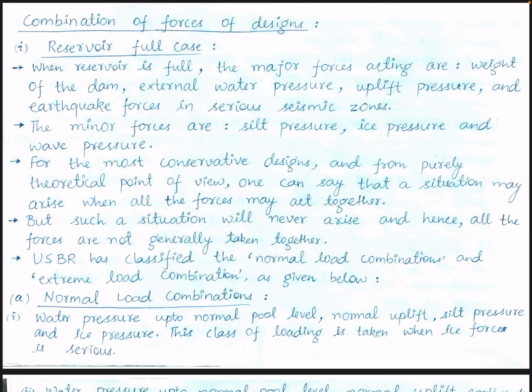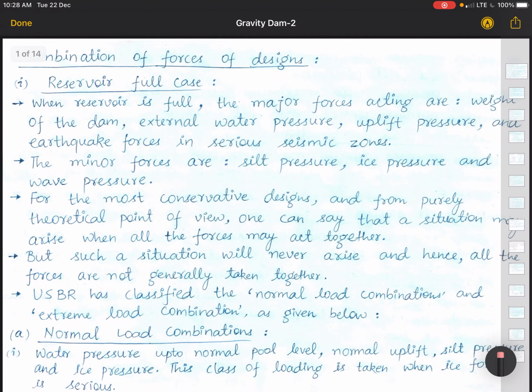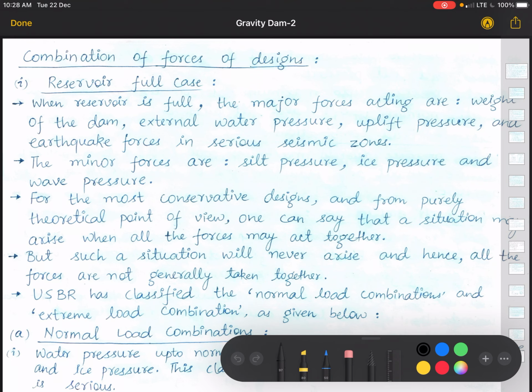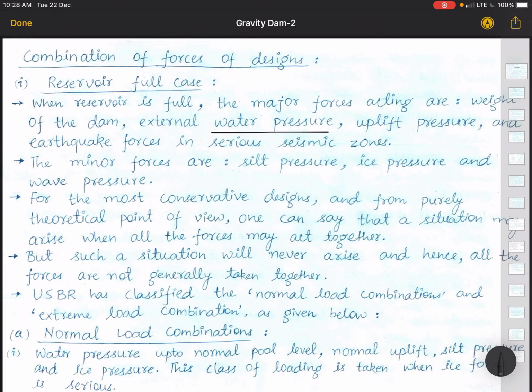So the first case is when the reservoir is full. When the reservoir is full, the major forces acting are the weight of the dam and the external water pressure. Because the reservoir is full, water will be there, so there is water pressure. Due to this water pressure, uplift pressure will be there, and earthquake forces, but not in every zone, only in a serious seismic zone do we have to check for earthquake forces also. These are the major forces. The remaining forces, like silt pressure, ice pressure and wave pressure, are our minor forces.